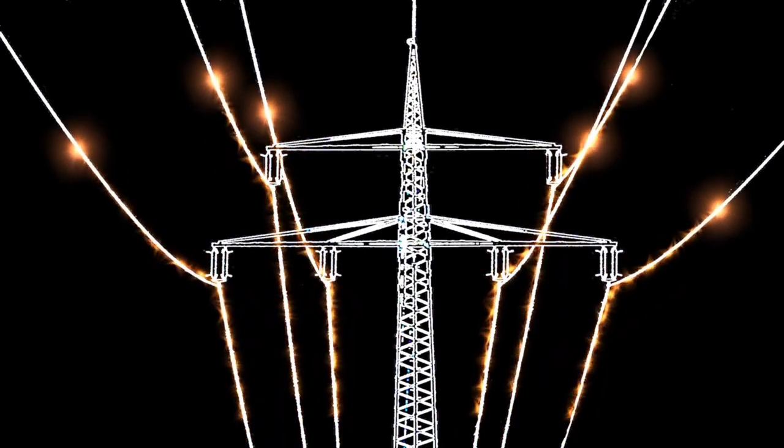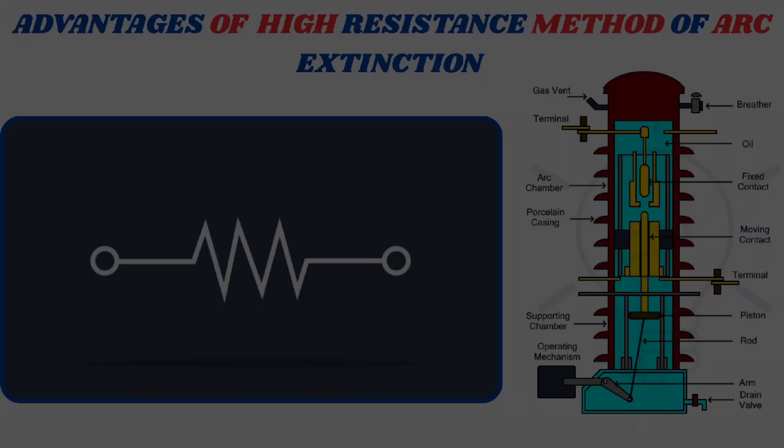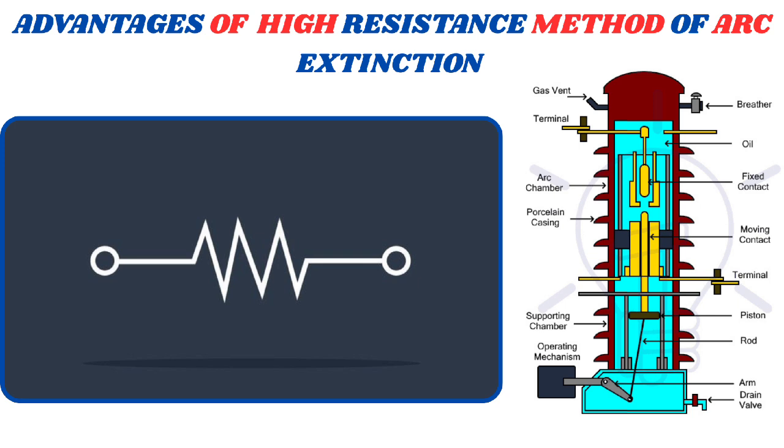Now that we have exhausted high-resistance arc extinction techniques, let us explore the benefits of the high-resistance method. This method of arc extinction has several advantages. This includes: 1. Simple and reliable. The high-resistance method is a simple and reliable technique for extinguishing electrical arcs. 2. Effective for low-voltage applications. The high-resistance method is effective for low-voltage applications, where the arc energies are relatively low. 3. Low maintenance. The high-resistance method requires minimal maintenance, as it does not involve complex mechanisms or moving parts.